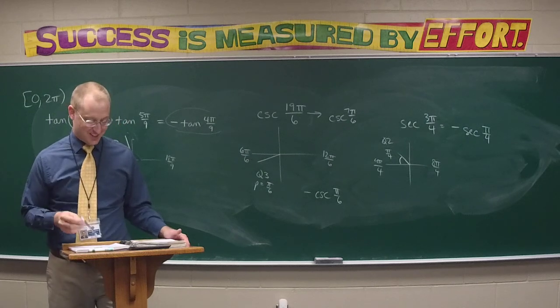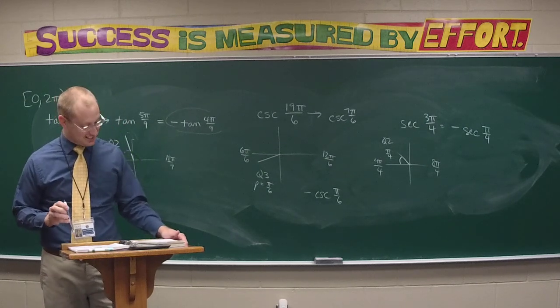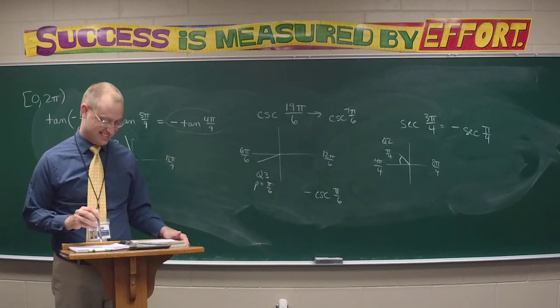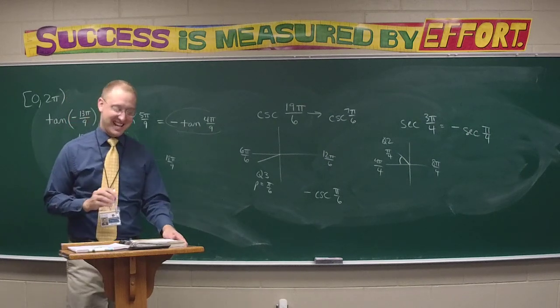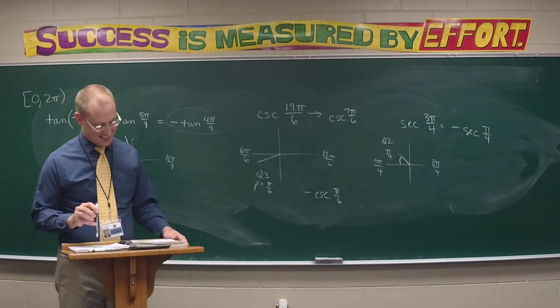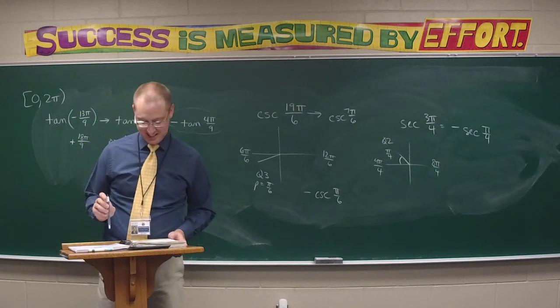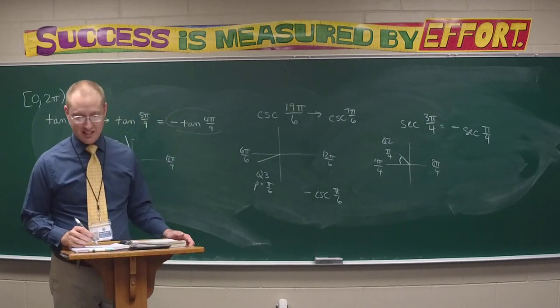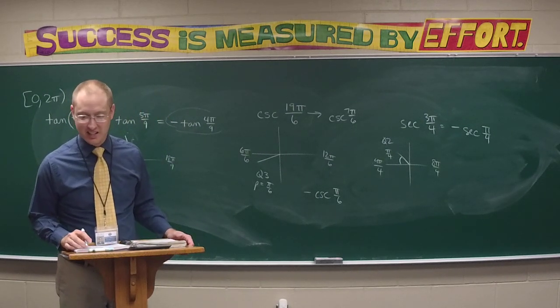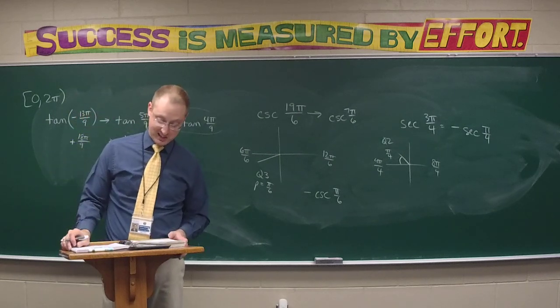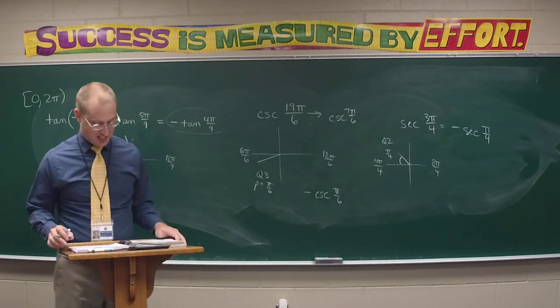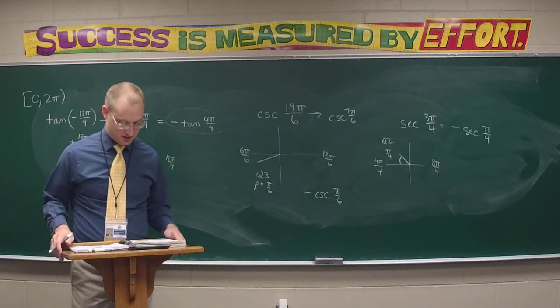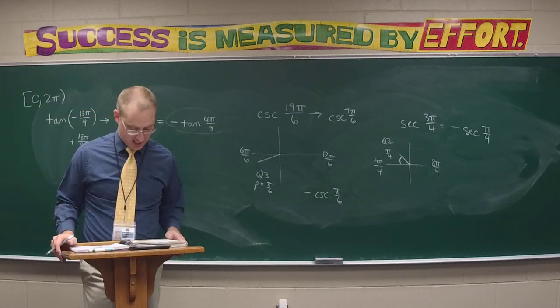Cosine for number 6. Number 7, cotangent. Number 8, tangent. Number 9, cosecant. Number 10, sine. Remember, cosecant is CSC. Number 9 is cosecant, number 10 is sine. Number 11, cosine. And number 12, secant.